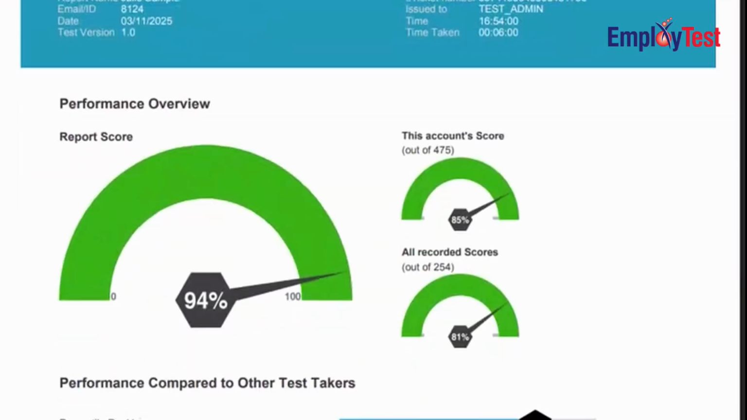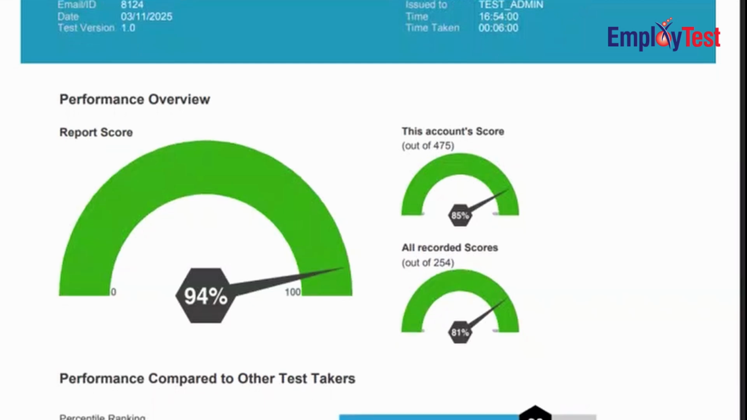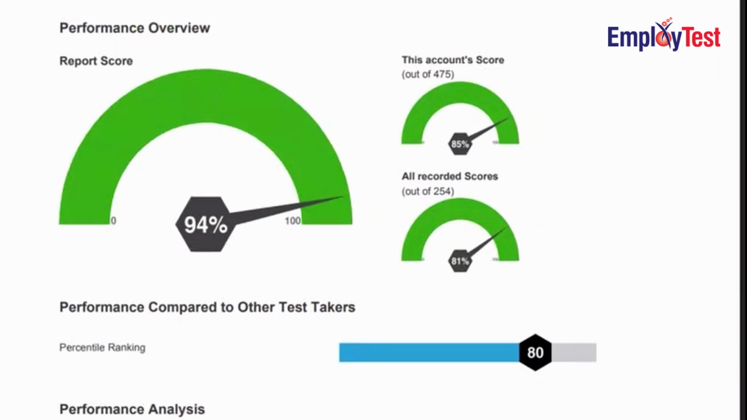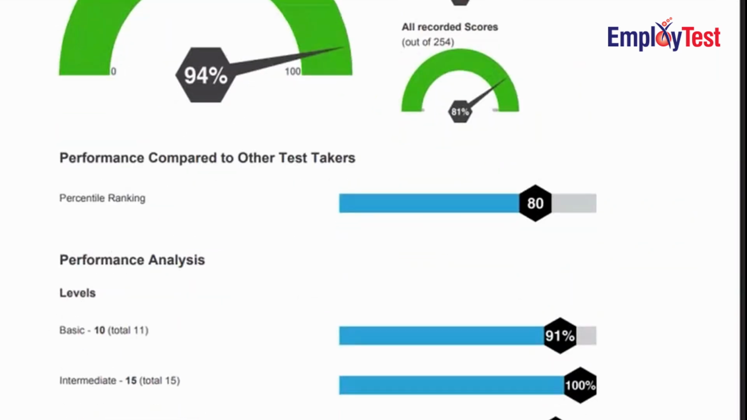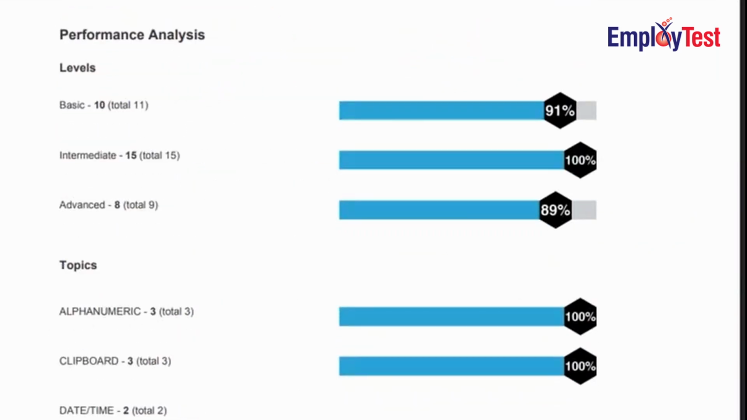Sometimes you'll see a percentile ranking: 94% correct, scored in the 80th percentile, which means that they scored higher than 80% of the test takers and lower than 20% of the test takers. So that gives you a little bit more information for comparing to other applicants. Again, the same breakdown by level here, and then also by topic.